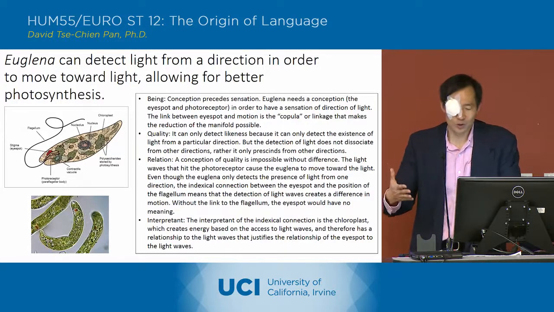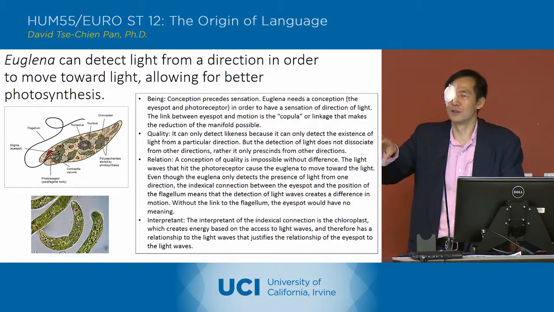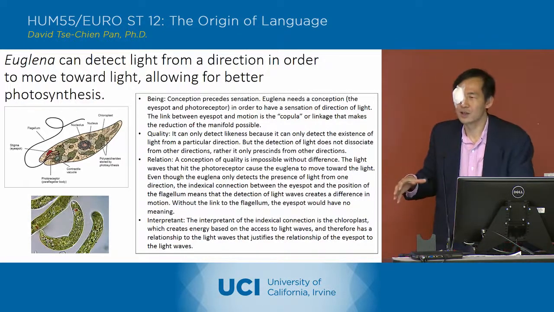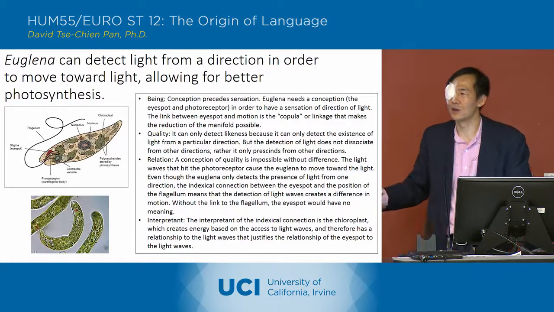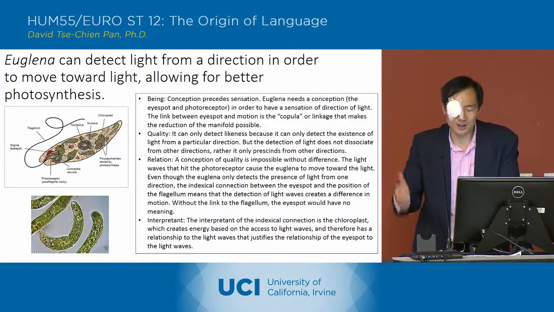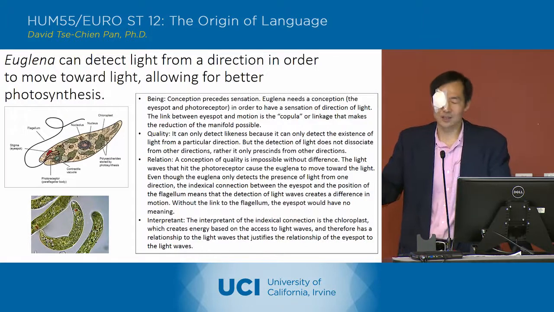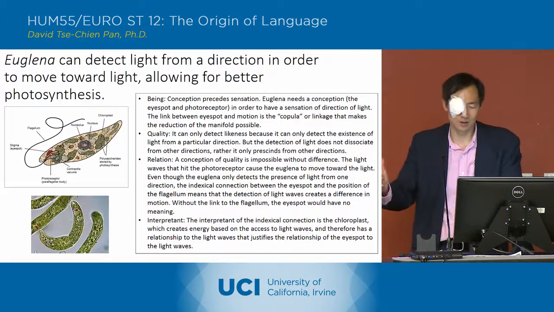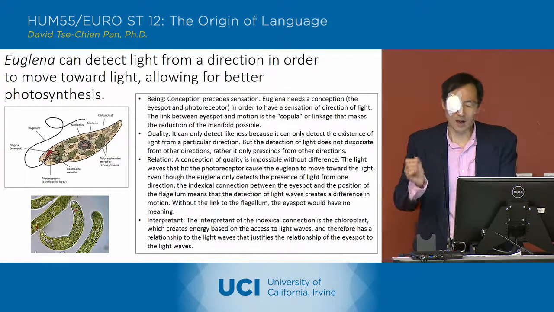This is not to say that there is no indexical connection. Just like when we looked at the walking stick bug, all the parts of a comparison are there, even if the walking stick bug is not communicating those other parts. Here, all the parts of the comparison are there, even though this organism is not really perceiving those other parts. So here, there's an indexical connection between the eye spot and the position of the flagellum, meaning that the detection of light waves creates a difference in motion. And so there's a linkage between two different things. Without the link to the flagellum, the eye spot would have no meaning. There's no point in having the eye spot detect light from that direction if it weren't connected to the flagellum.